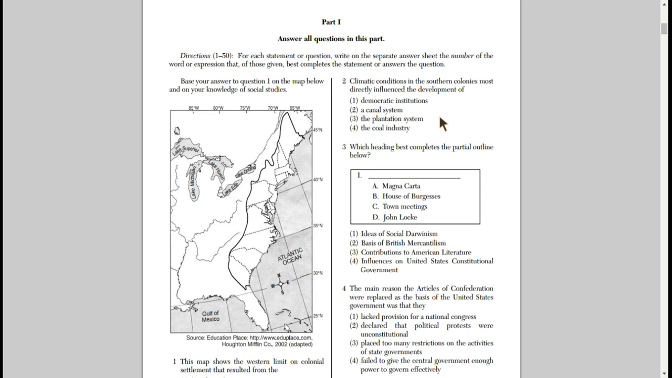But a plantation system involves very large farming systems, and it is helpful when the climate is warmer for a longer period of time during the year. So that really makes a plantation system possible.